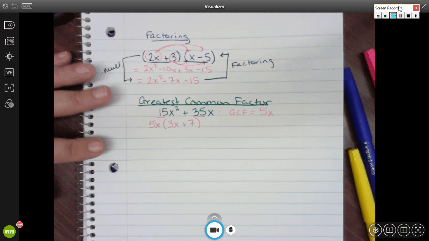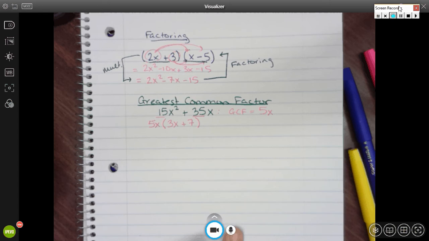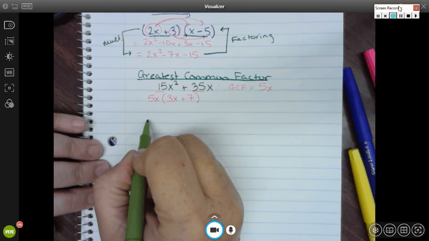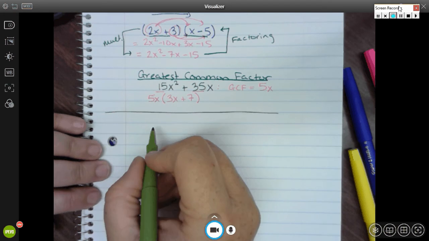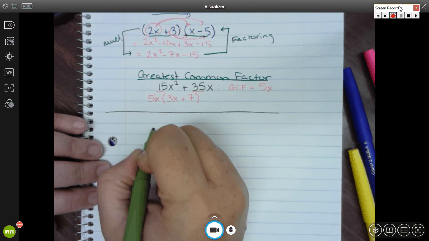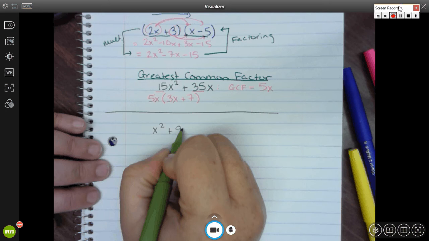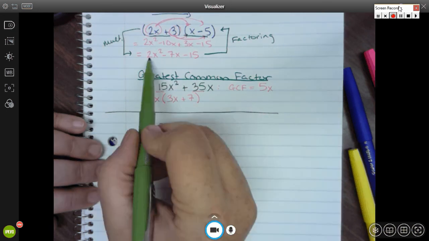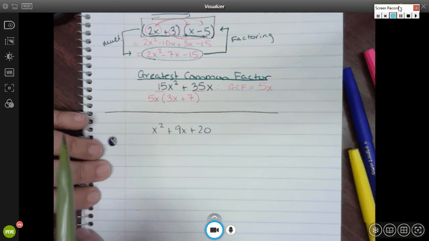All right, so let's talk about factoring then just a little bit. We're going to have a quadratic. Let's say x squared, we'll start easy, plus 9x plus 20, okay? And remember what it is we're going to do. We're going to take it from looking this way to looking this way, okay?